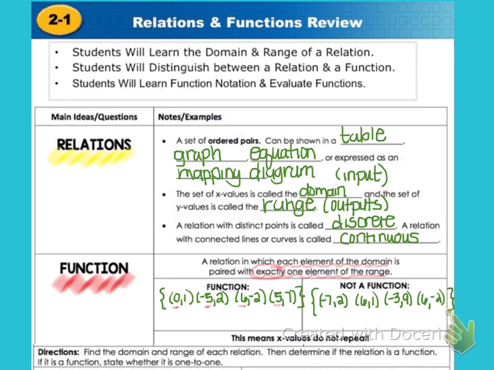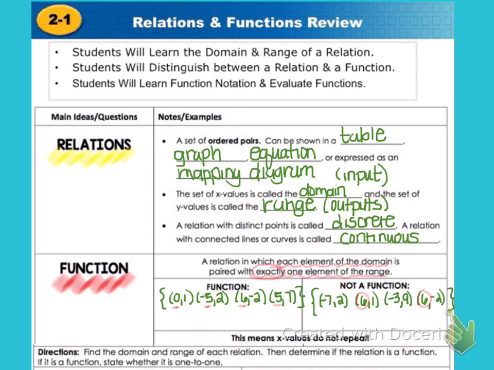Now this discrete relation is an example of something that would not be a function. We have these four ordered pairs: -7, 2; 6, 1; -3, 9; and 6, -2. Now notice I said 6 twice. So there's the same x value that in two different cases is paired with two different values. If you had a specific input of 6, it's not predictable exactly what the output could be. It could be 1, it could be -2, and what that's telling us is this relation isn't functioning correctly. So we would say it's not a function.